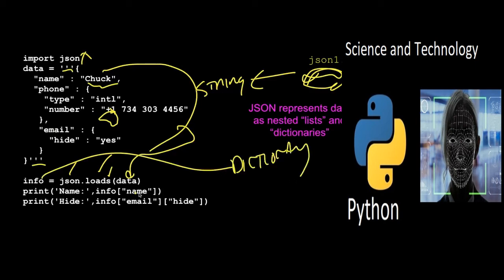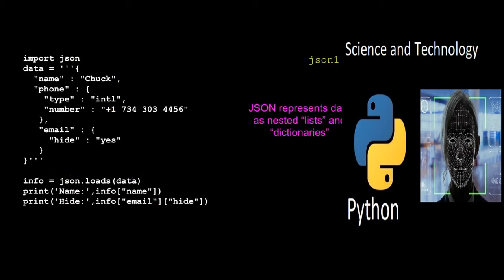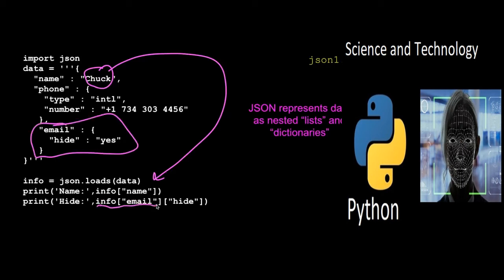And so we can just use the standard syntax of Python. Info sub name, let's clear this, will go find Chuck. If you compare that with the XML, that's just a lot easier. Now, info sub email is that thing, and then sub hide is this. So that's what comes out here. It's really nested dictionaries and lists. We haven't seen a list yet, but this is a set of nested dictionaries that it parses.